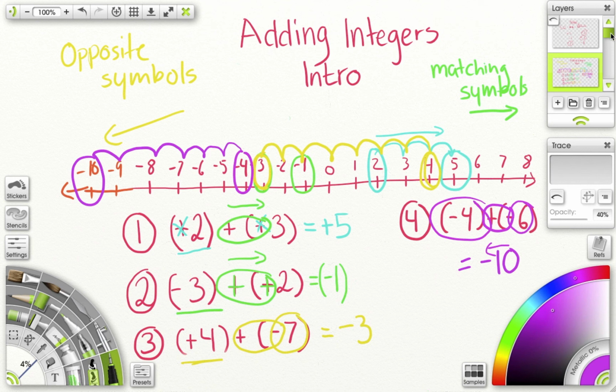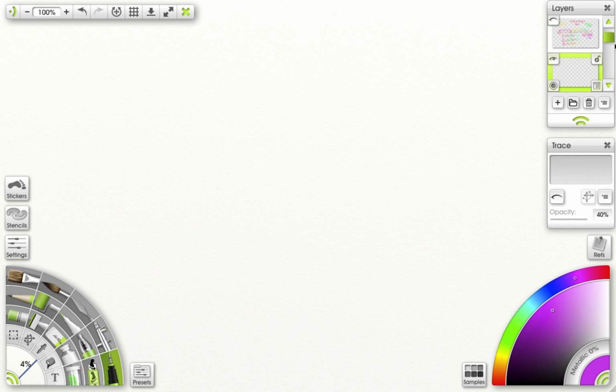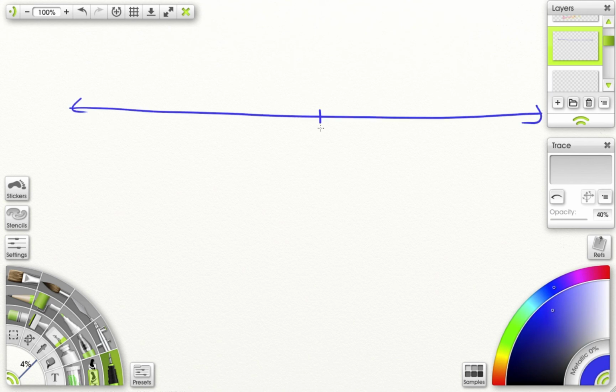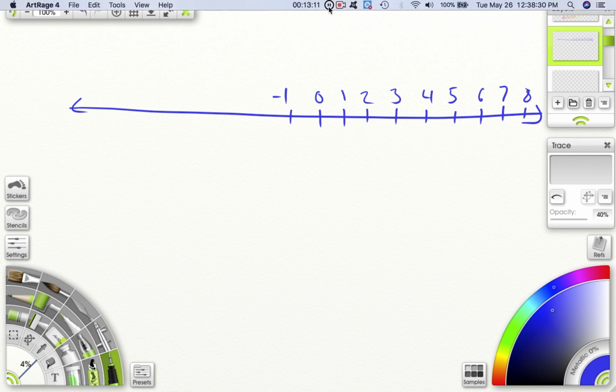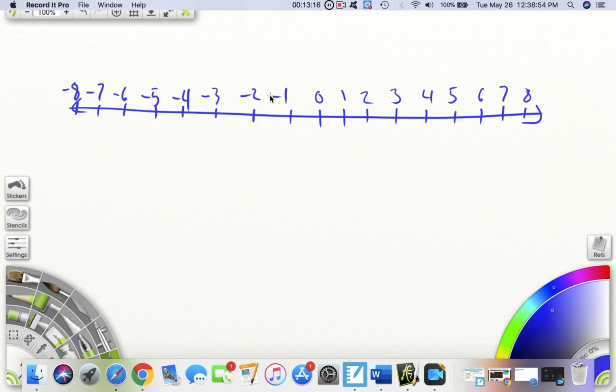What I'm going to do is quickly draw another number line, and I'm going to do a couple more practice questions for you guys, just so we can practice the rules for adding integers a bit more. So I got to quickly draw this number line. 0, 1, 2, 3, 4, 5, 6, 7, 8. All right, so there is my number line drawn out.